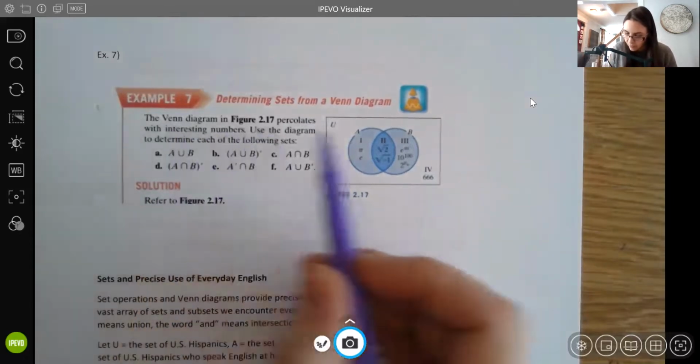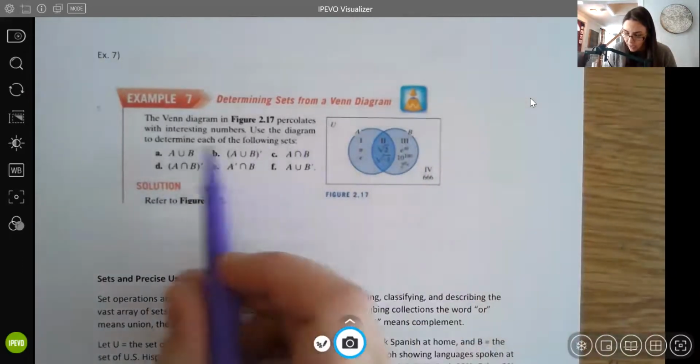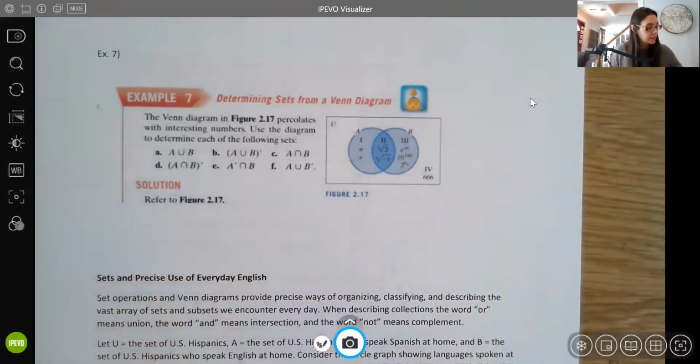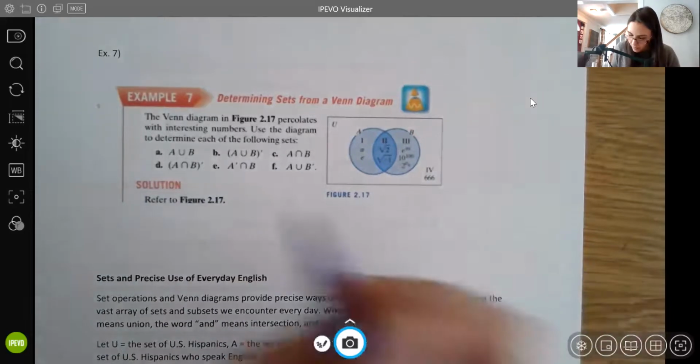So the Venn diagram includes interesting numbers, it says. Use the diagram to determine each of the following sets. So that's what we're going to do right now.